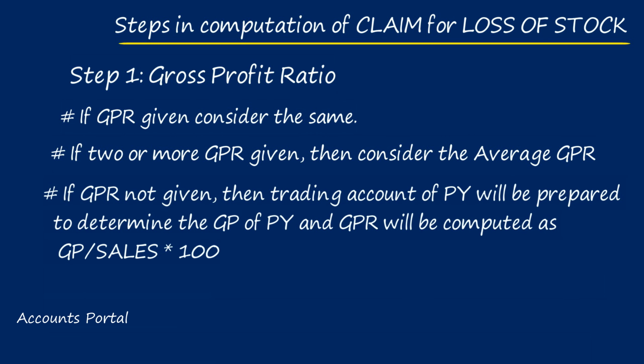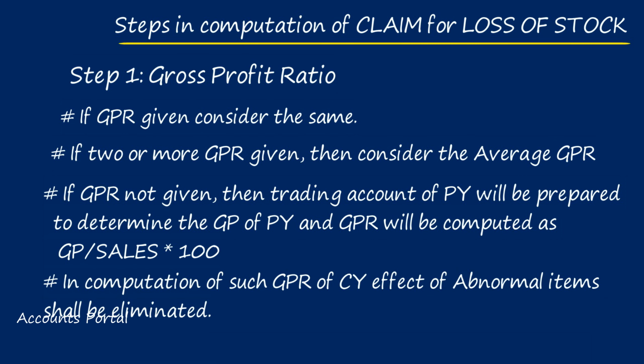Third point, if the gross profit ratio is not given, then the trading account of the previous year is prepared, in which GP is arrived at as a balancing figure. So GP ratio equals gross profit divided by sales into 100. In preparation of the above trading account, the effect of abnormal items shall be eliminated. Sir, what is an abnormal item? What are damaged goods? We'll discuss in detail now.